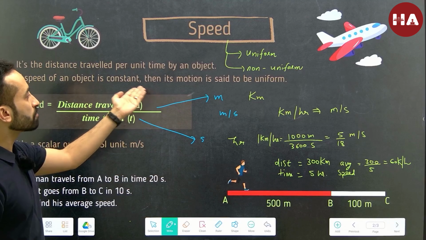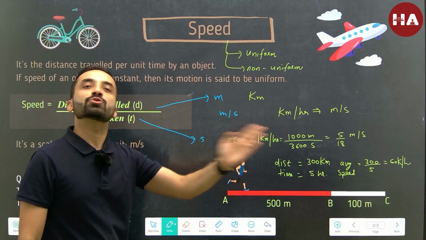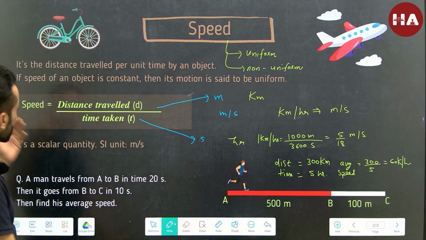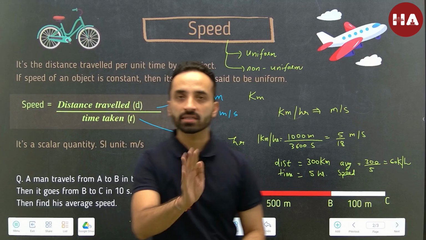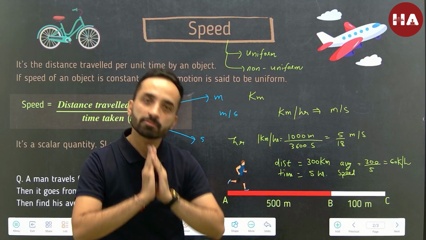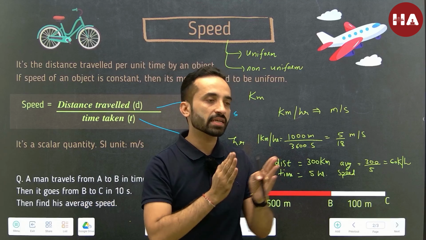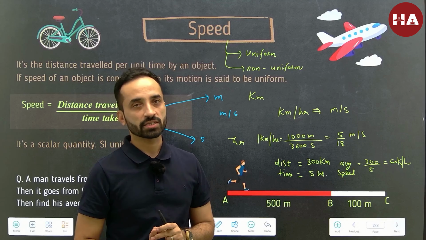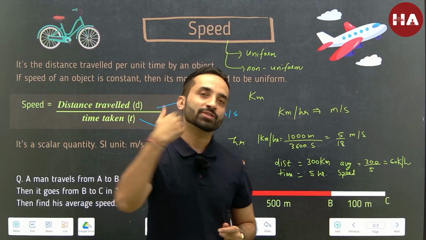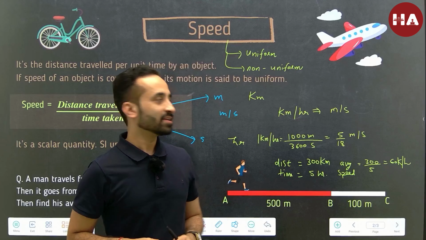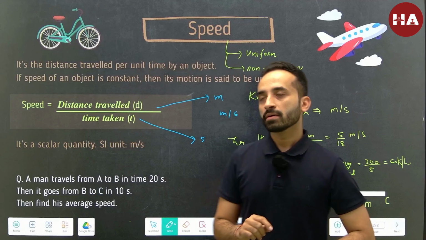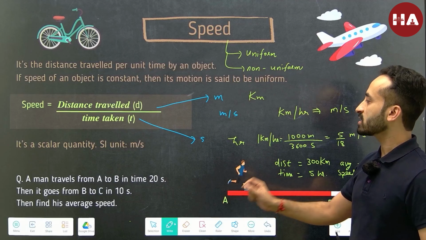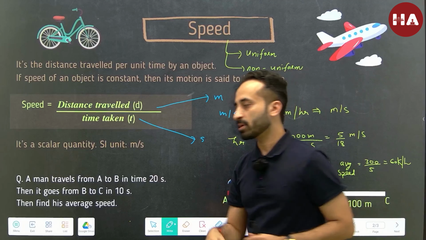If the speed of an object is constant, then the motion is said to be uniform. Next, it is a scalar quantity with SI unit meter per second. While specifying the speed, we are not interested in giving the direction. Direction is something which we will take care of in velocity. If you want to write all this, you may write, but I want to summarize this by taking a very quick example as well.